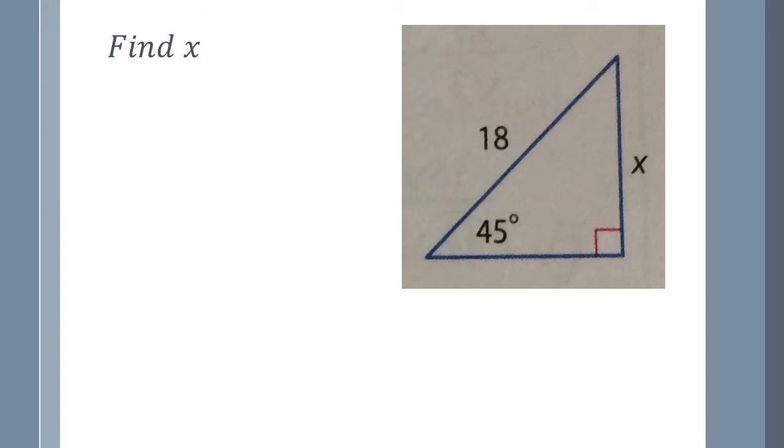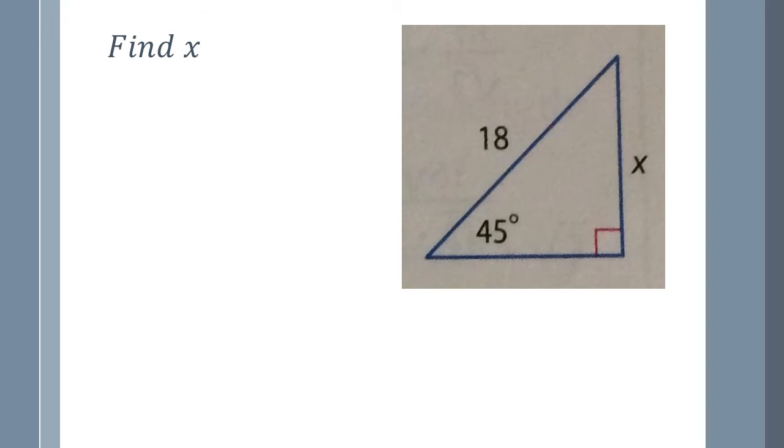So you try this one on your own. Hit pause. Oh, you chicken. Wouldn't even do it. Okay, that's fine. If you did do the problem, great. If you didn't, well, shame on you.